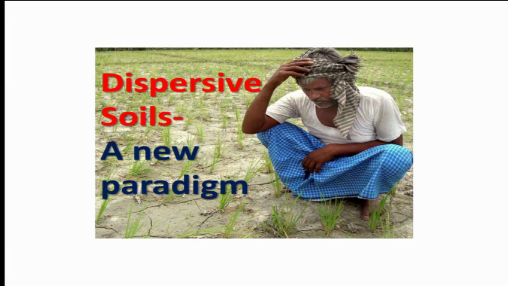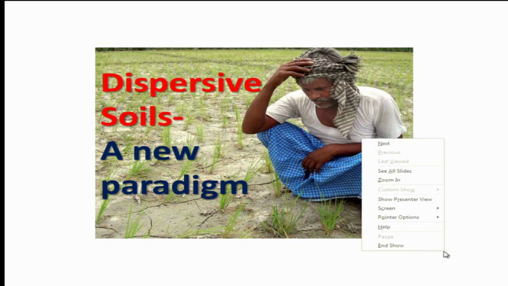Now, dispersive soils are found all around the world, particularly in Australia, where about 67% of the agricultural lands are affected by dispersive soils. As you know, this farmer is worried about this dispersive soil. Perhaps he is also worried about the lack of funding for soil research.